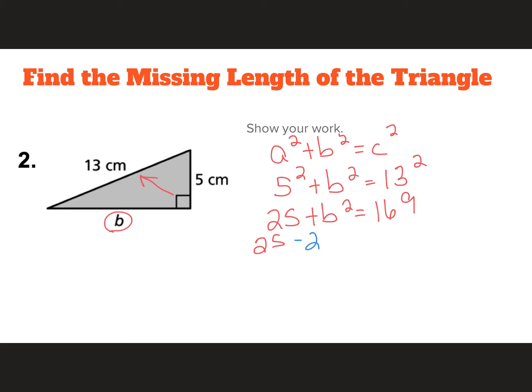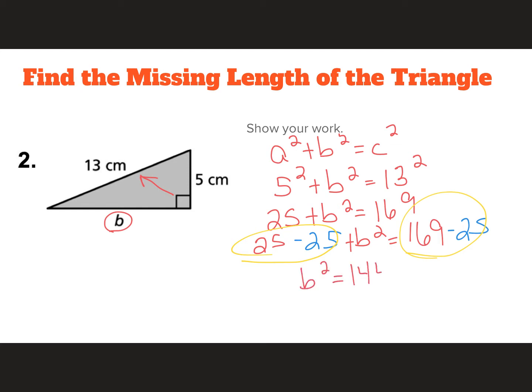So I have 25 minus 25, not minus 24, minus 25, plus B squared equals 169 minus 25. Then I'm going to combine these. Obviously, 25 minus 25 is just going to go away, but I have the 169 minus 25 left. So I have B squared equals 144. You take the square root of both sides. I get B equals 12.